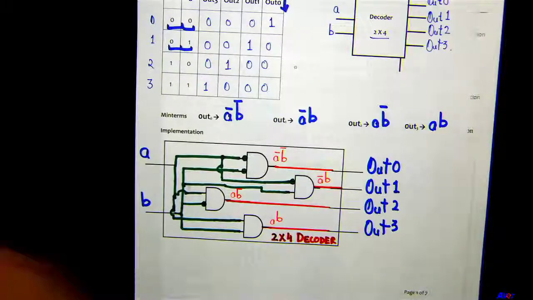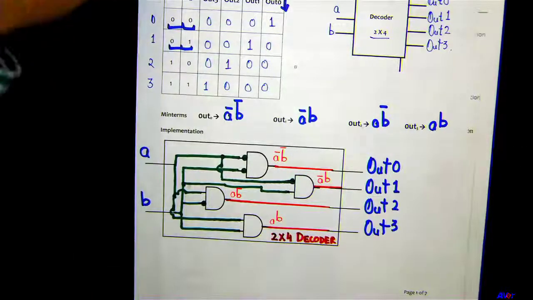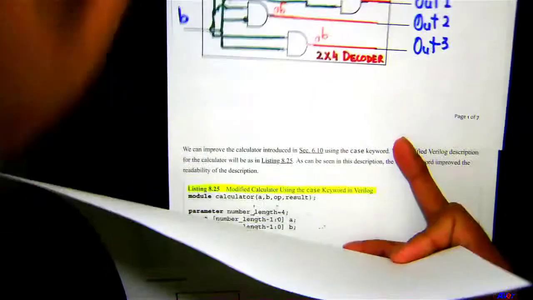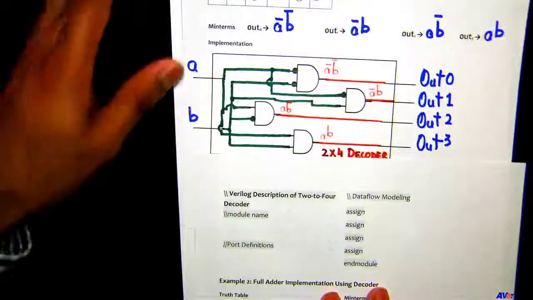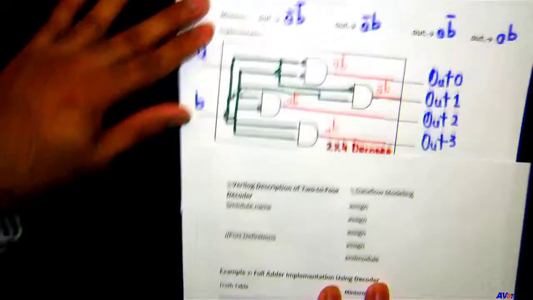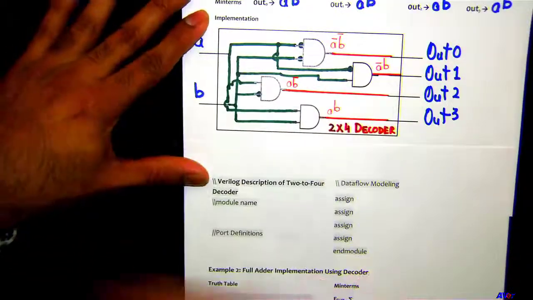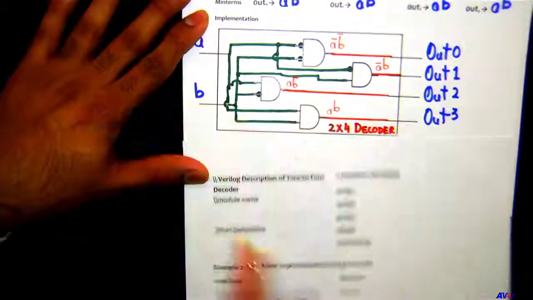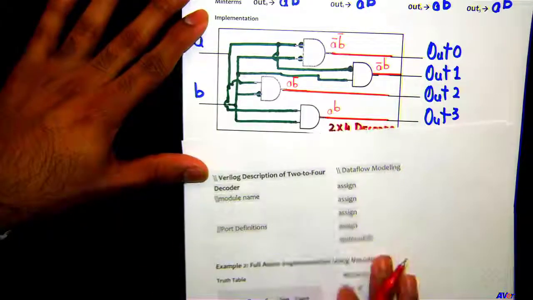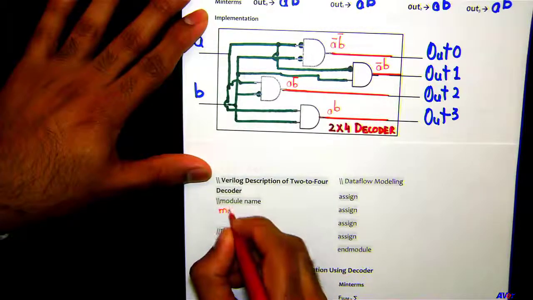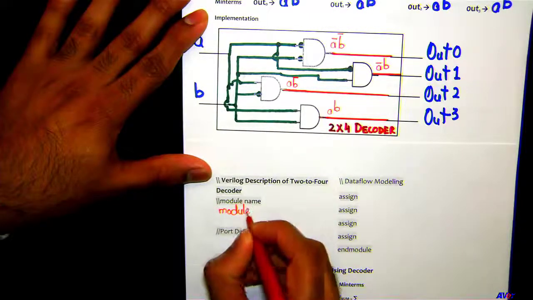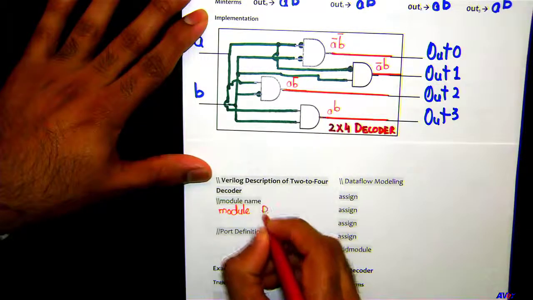Actually, we are going to create a Verilog code for it here now. I have already done some commenting here. So we'll start off with the module name. So we say module, space, I'll just say decoder.